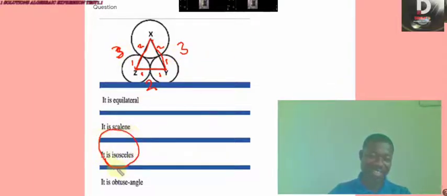Yes, isosceles triangle. 2 sides and angles are equal. So he can use a circle to ask you that type of question. I hope you are getting the strategy to answer questions and objectives.